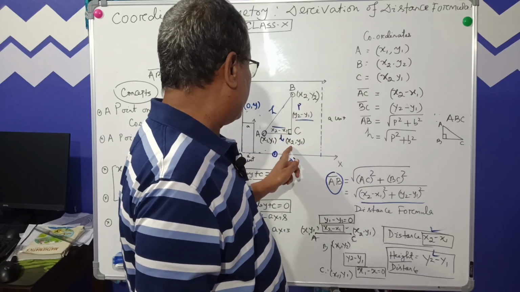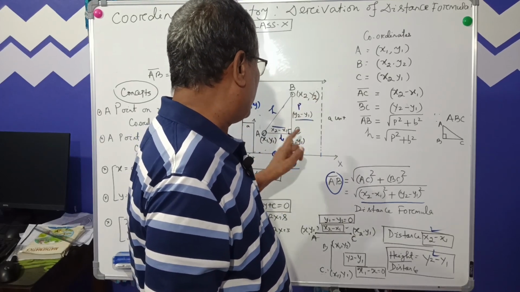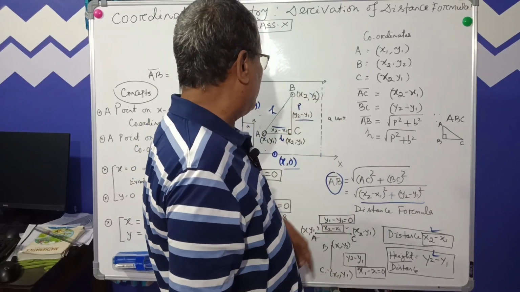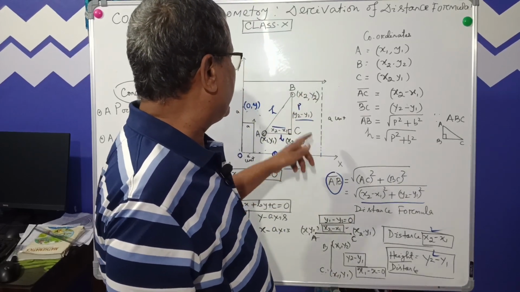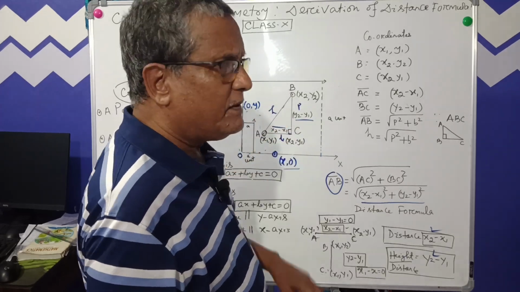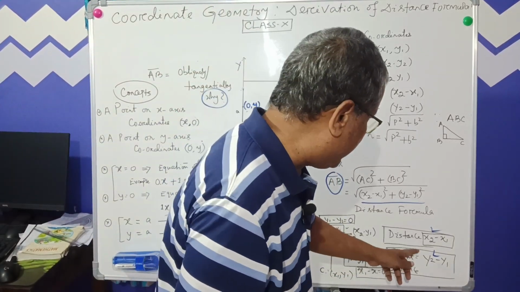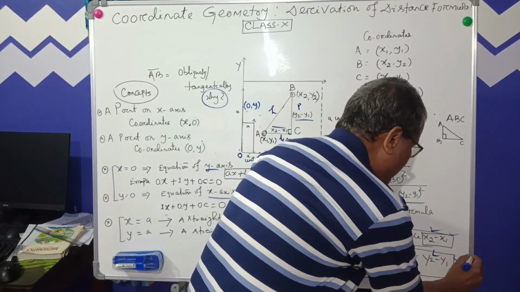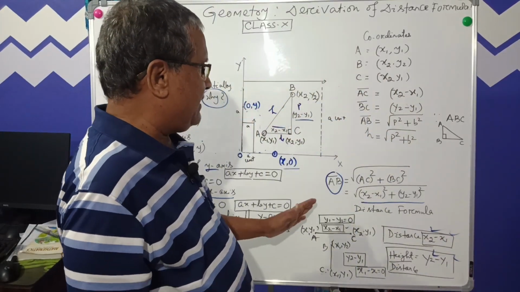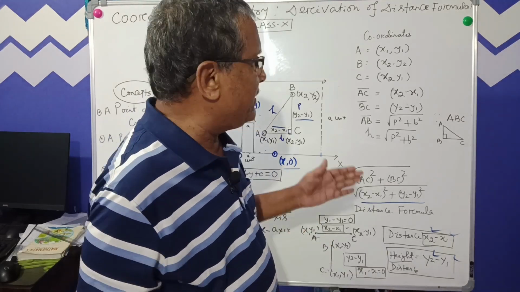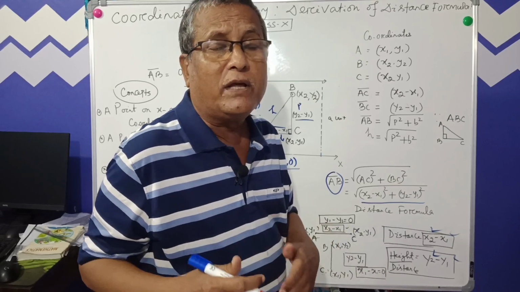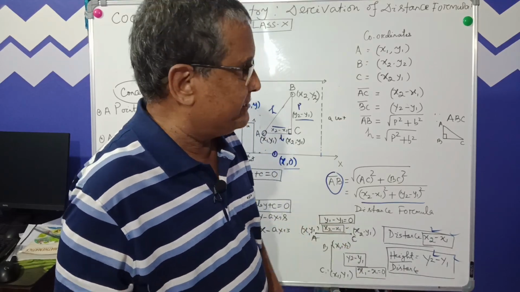So x2 and y2 at B, and x2 and y1 at C. Now subtracting y1 from y2, y2 minus y1 is the distance BC. So it is a very simple calculation. We can easily calculate these only with the help of the coordinates.